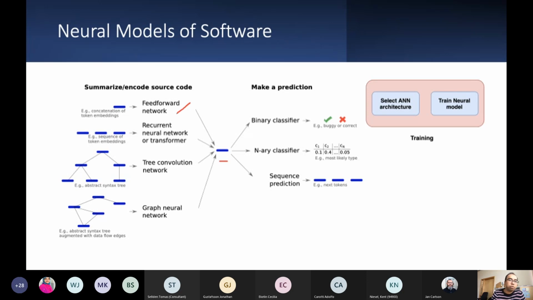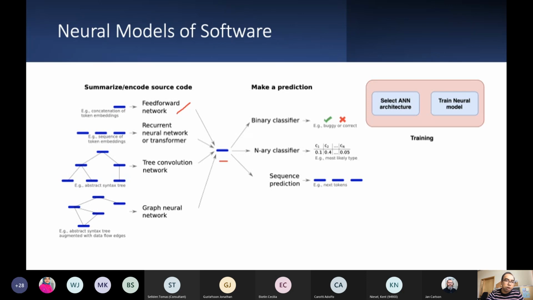For example, source code can be represented using a sequence of token embeddings, that means a sequence of vectors. In such a case, we can employ a recurrent neural network or a transformer. A recurrent neural network in this case traverses the sequence only once, but the transformer iteratively pays attention to a specific element in the sequence, and where to pay attention is learned during the training phase.